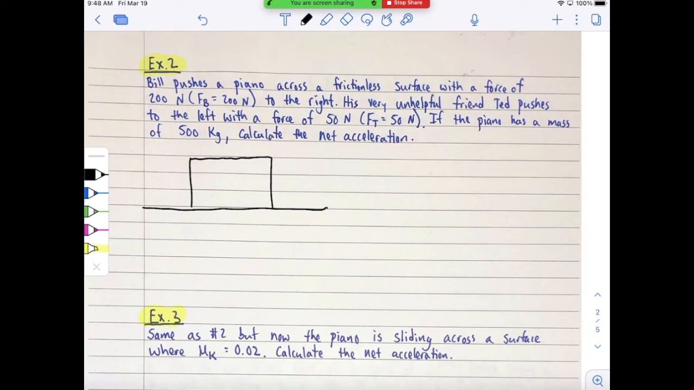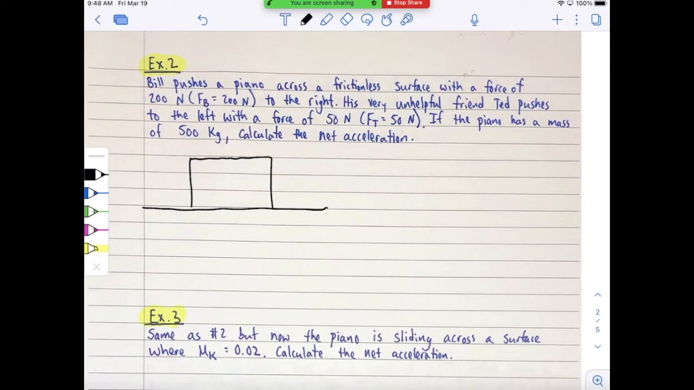His very unhelpful friend Ted pushes to the left with a force of 50 newtons. And it just says F sub T equals 50 newtons. If the piano has a mass of 500 kilograms, calculate the net acceleration. So if you ever see a problem like this, you realize it's a forces problem. And whenever you have a forces problem, you always use the 5 steps for success.